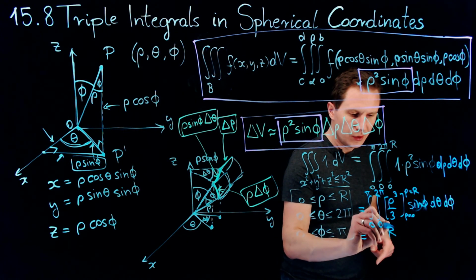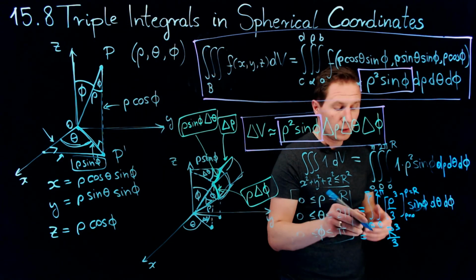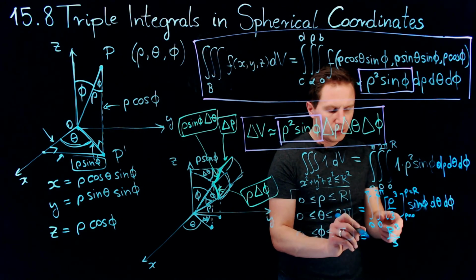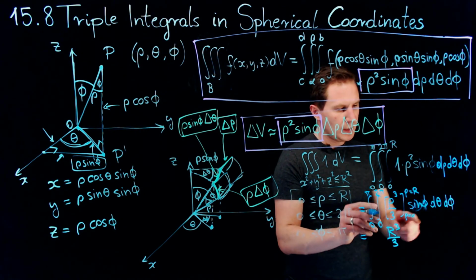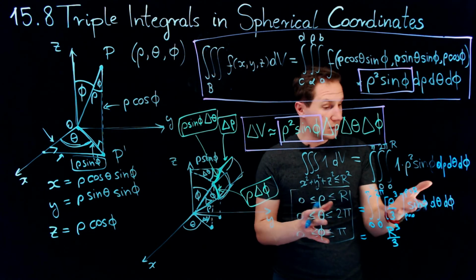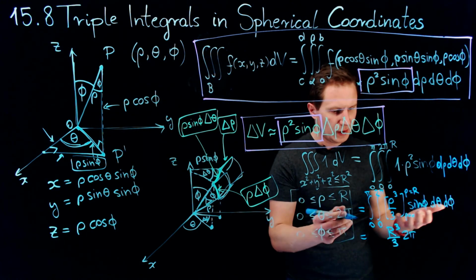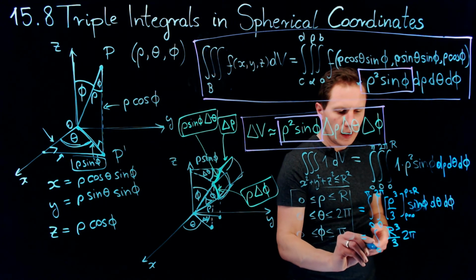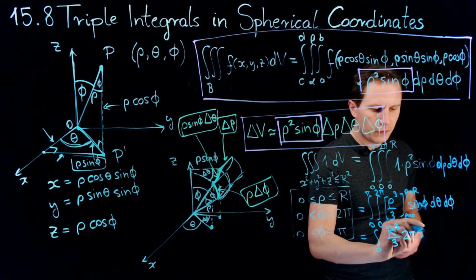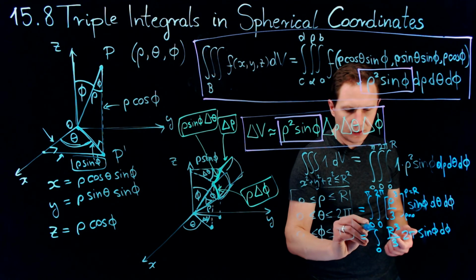So capital R cubed over 3 is what we are integrating. It's a constant in both theta and phi. So when we integrate with respect to theta, again, the sine of phi does not depend on theta, so that gives us an extra factor of 2 pi. And finally, all we need to do now is integrate with respect to phi this multiple of sine of phi, as phi changes from 0 to pi.